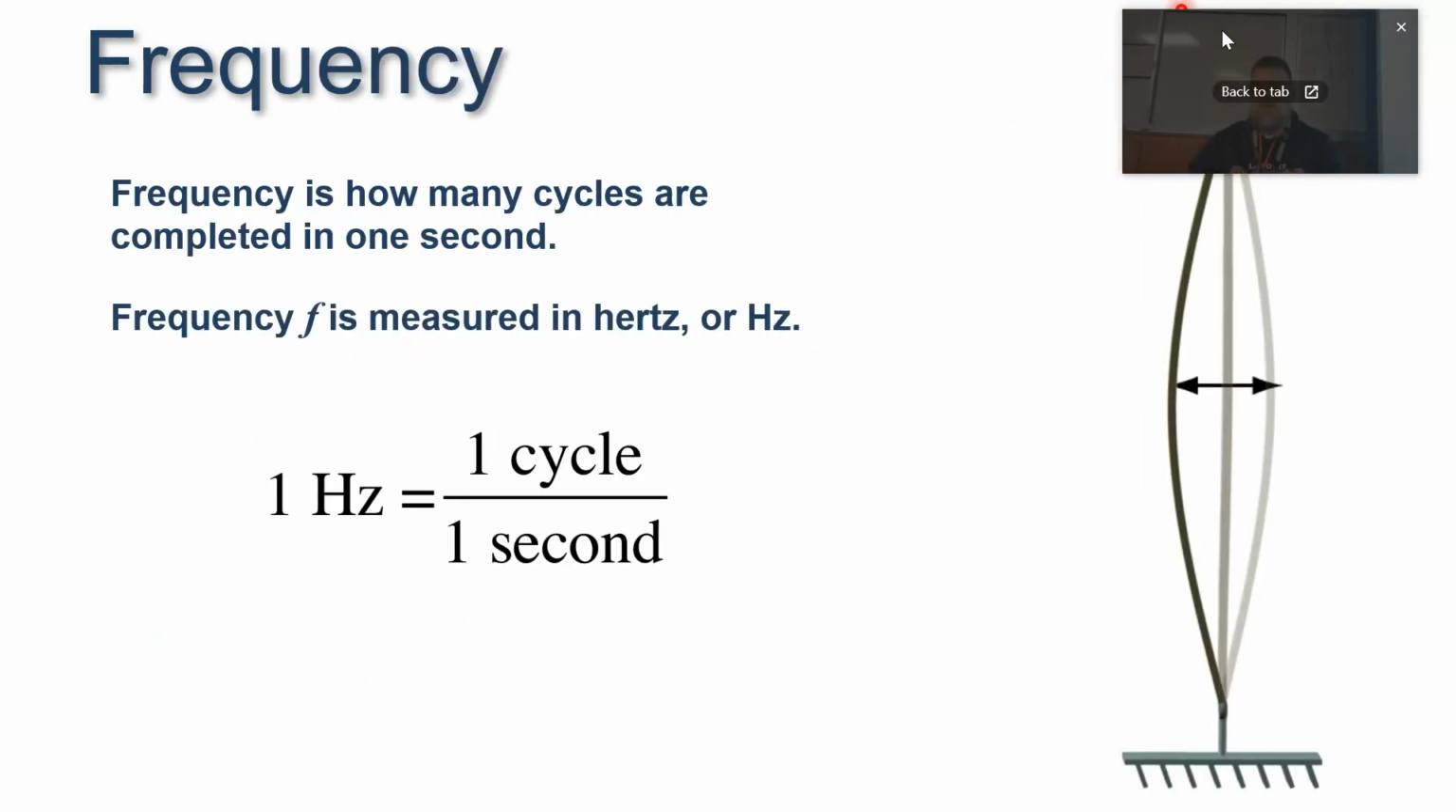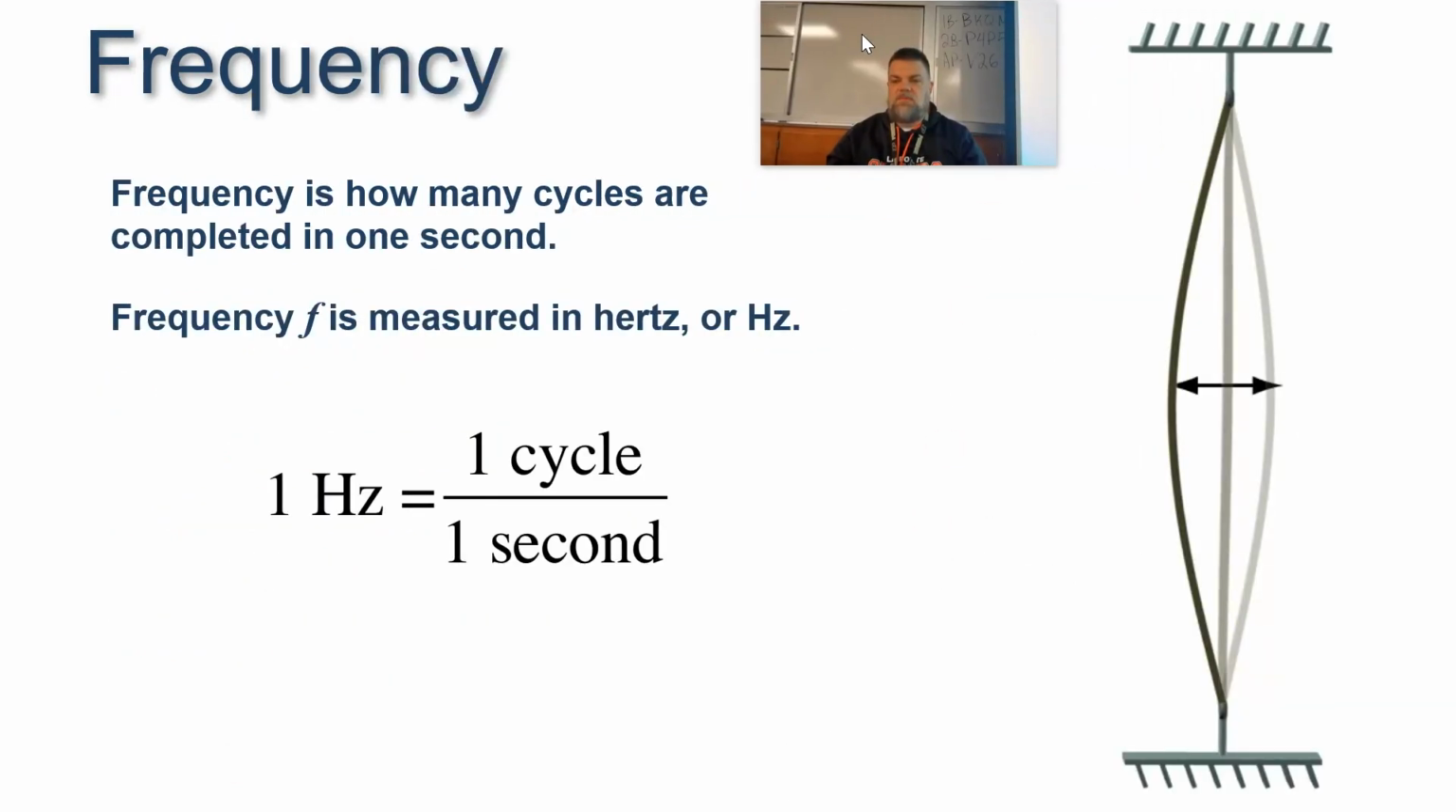All right, so I do want you to write this down. Frequency is how many cycles are completed in 1 second. The frequency is measured in hertz. So it's how many cycles per 1 second.